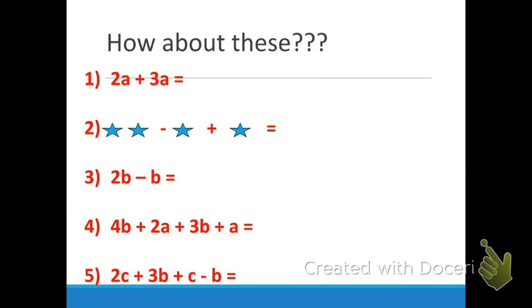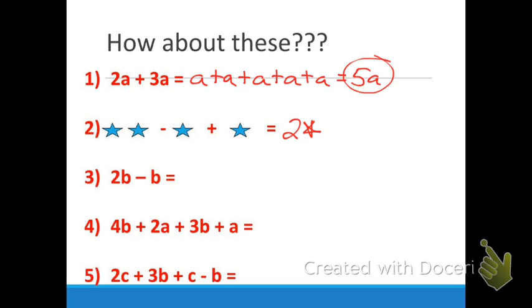All right, so this is where it gets a little bit more complicated, but let's look at the first one. So what we have is 2A plus 3A. So it looks like this. We have A plus A plus A plus A plus A, right? Because we had 2 A's and 3 A's. So what is that total? 5 A's. It gives us 5 A's. Okay. All right, how about this one? We have how many stars? 2 stars. We take away a star, so we have 1 star. We add a star, so we have 2 stars. 2 stars again. So we're left with 2 stars.